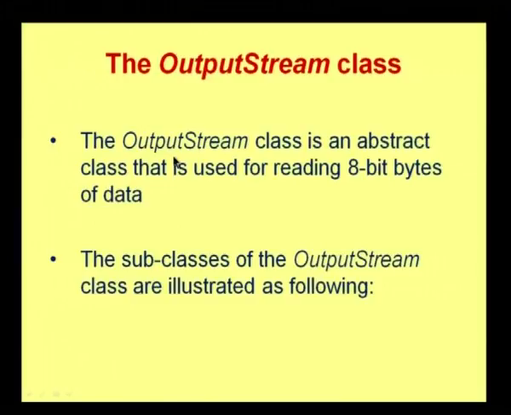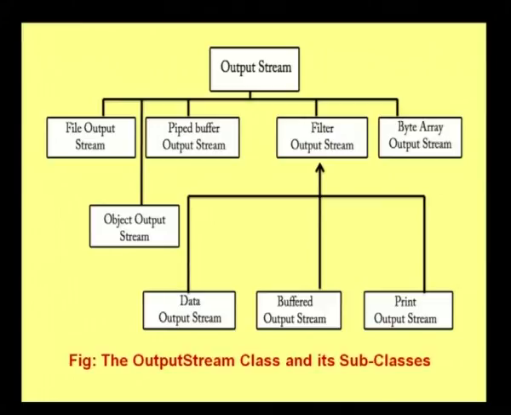In the previous session we have seen that we have two types of streams. One is byte stream, another one is character stream. Input streams and output streams come under the type of byte streams, whereas readers and writers come under the type of character stream. Now we'll see the class hierarchy of the output stream. We have output stream, and from it all the other output streams are inherited.